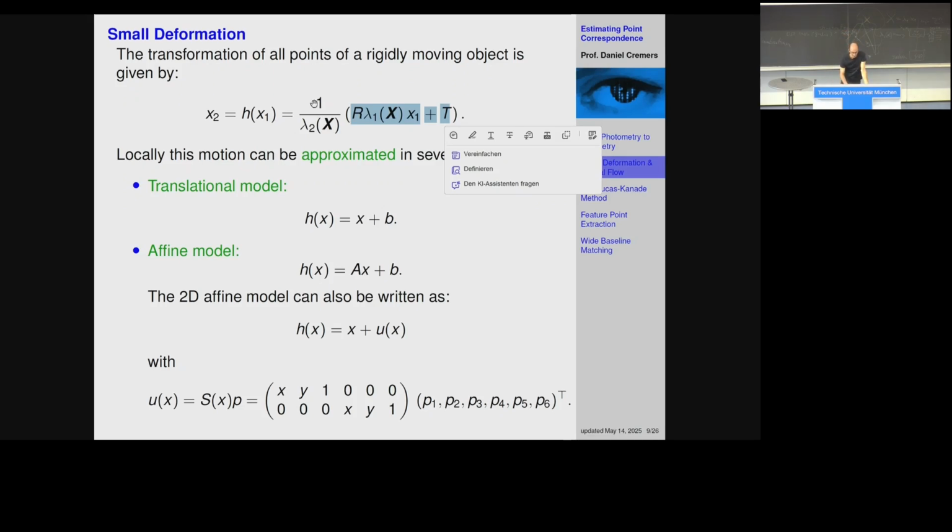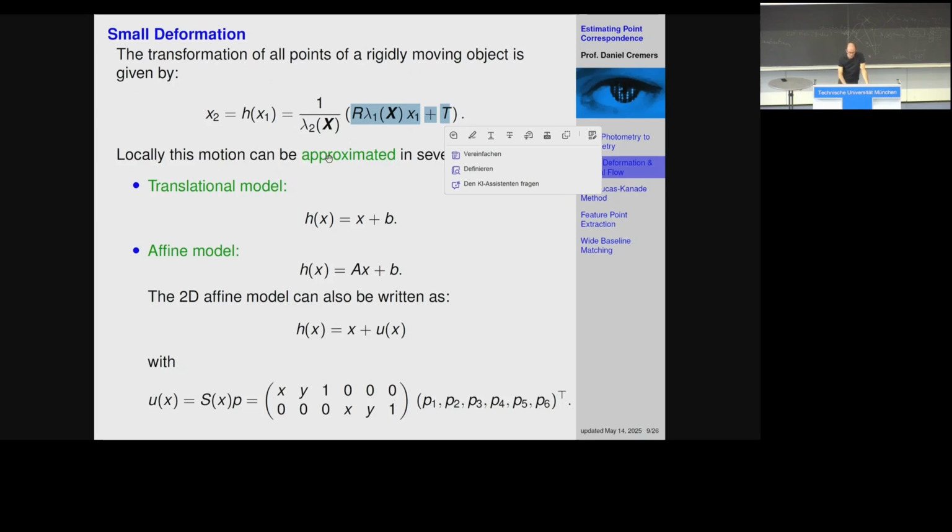And so you see that x2 relates to x1, this correspondence between x2 and x1, by a function that basically says we take x1, we map it to 3D, we rotate and translate into this coordinate system, and then we divide again by the distance lambda 2 from camera 2. And that way we get the point coordinate x2.